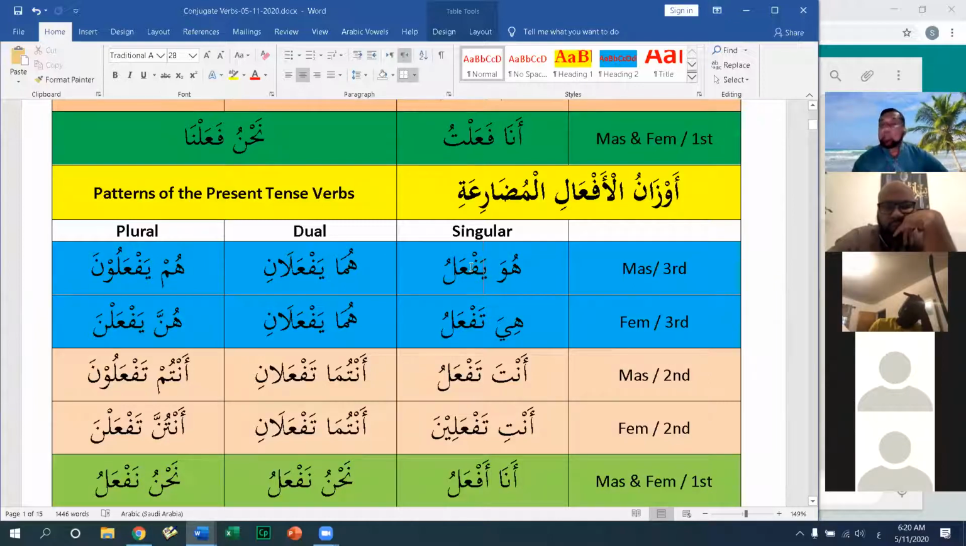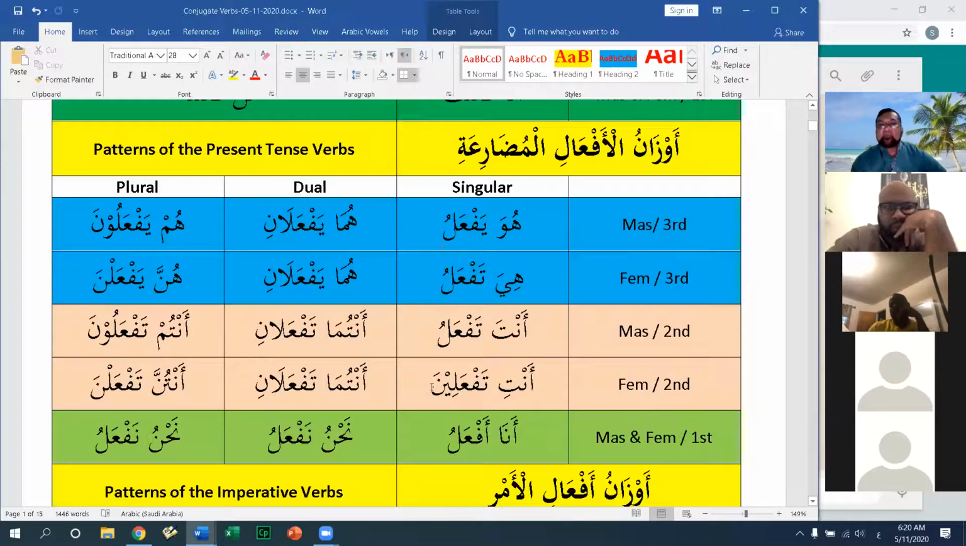The fa will always have sukun. The ain would have whatever vowel the dictionary teaches you or you learn. And then the ending would vary. In present tense, you will have a dhamma the ending except for anti tafa'alina. And dual you'll have an ani, and يفعلون يفعلن تفعلون تفعلن. أنا أفعل نحن نفعل.